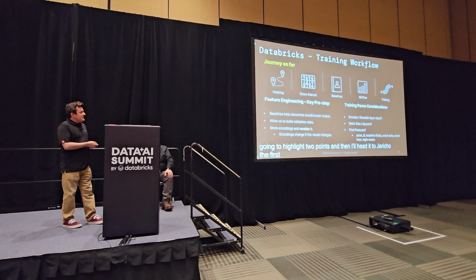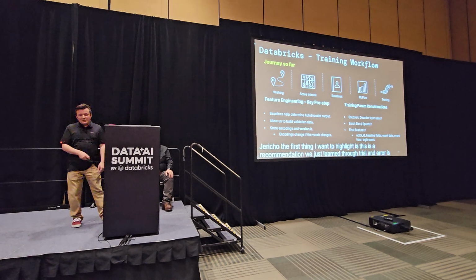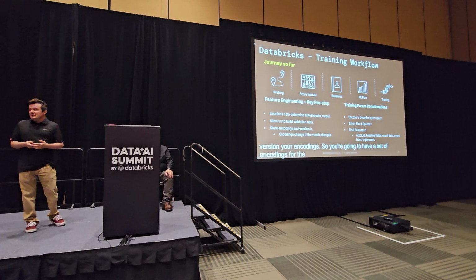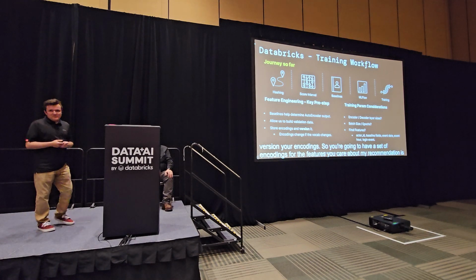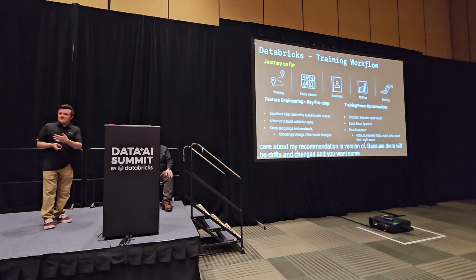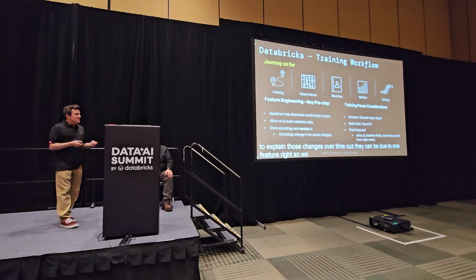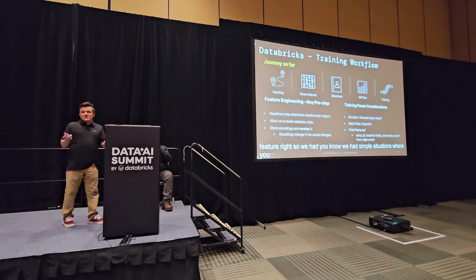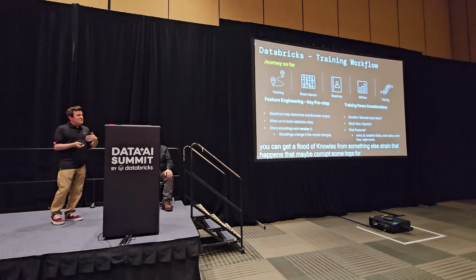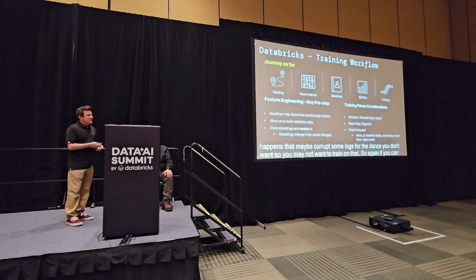The first thing I want to highlight, this is a recommendation we just learned through trial and error, is to version your encodings. So you're going to have a set of encodings for the features you care about. My recommendation is to version, because there will be drift and changes, and you want some way to explain those changes over time, because they can be due to one feature, right? So we had simple situations where you can get a flood of nulls from something upstream that maybe corrupts the logs further down, so you may not want to train on that. So again, if you can version things, it makes it easier to go back.